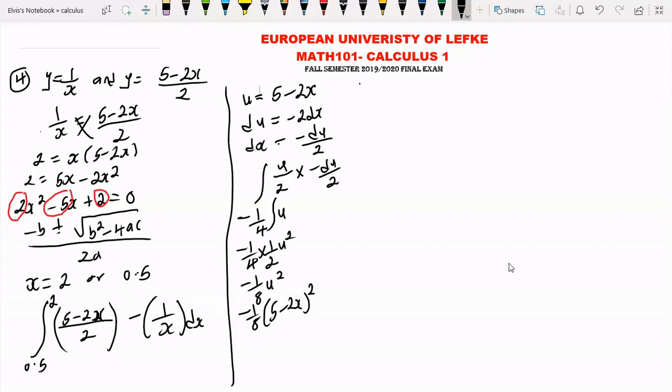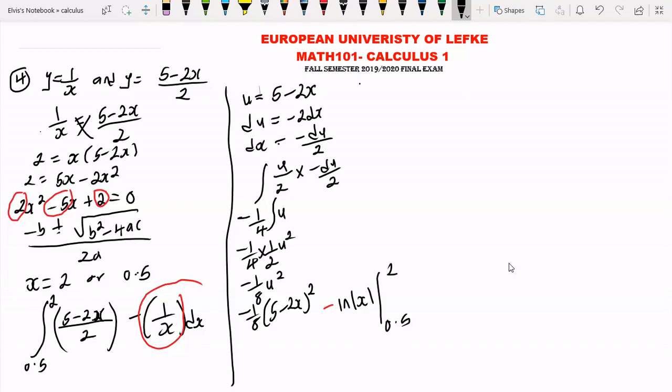Now, for the second integral, which is the value of negative 1 over s, right? So the integral of 1 over s is basically ln of s. Okay, ln of the absolute value of s. Okay, guys? So this is going to be negative ln of the absolute value of s, guys. Now we are evaluating this from 0.5 to 2.